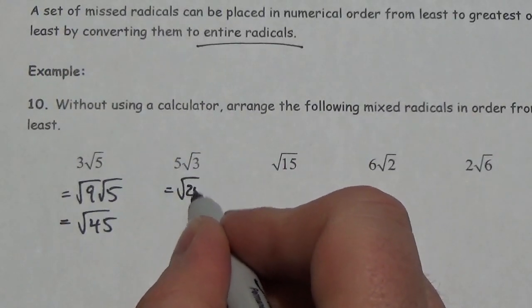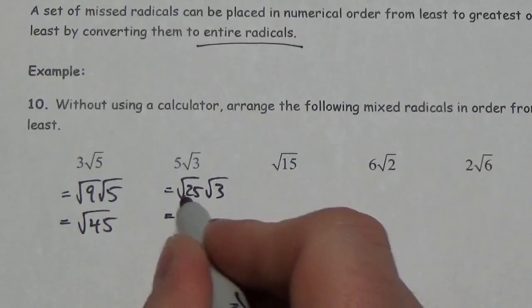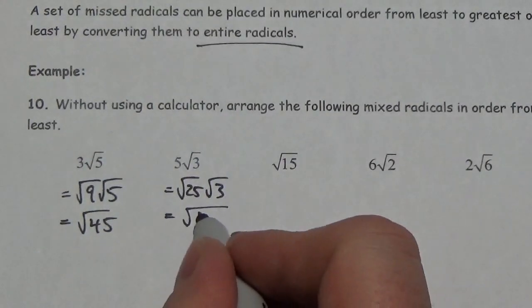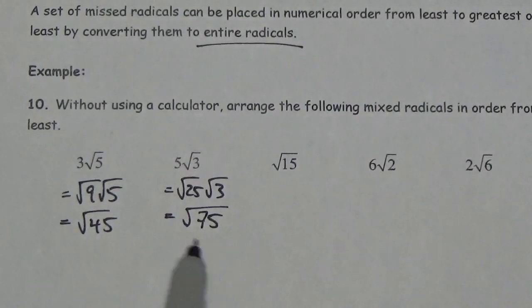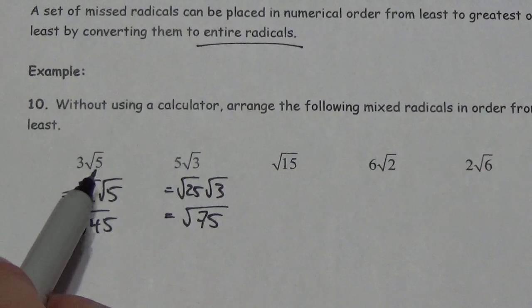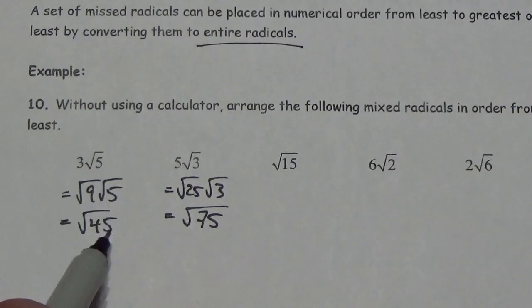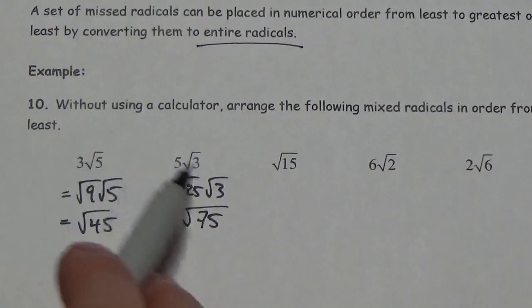25 is going to be the square root of 25. So put those together. 25 times 3 is going to be 75. So already we can see that this one is bigger than this one. Even though this radical is bigger than this radical, the coefficients balance each other out.